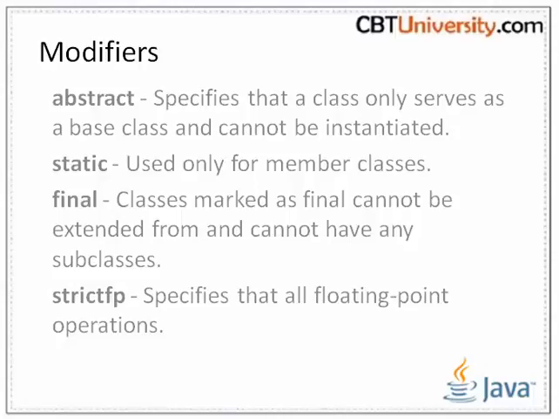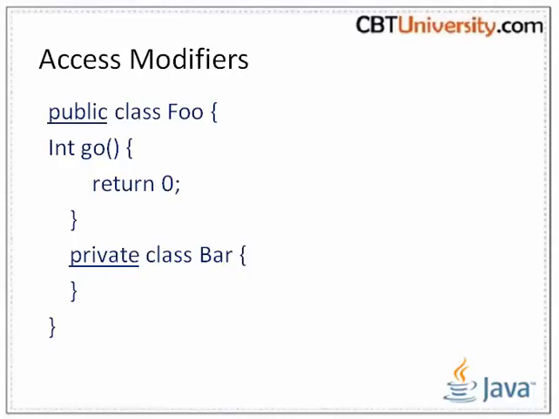Final. Classes marked as final cannot be extended from and cannot have any subclasses. Strictfp. This specifies all the floating point operations. Access modifiers. The access modifiers are the inheritance modifiers. Set the accessibility of classes, methods, and other members. Members marked as public can be reached from anywhere. If a class or its member doesn't have any modifiers, default access is assumed.